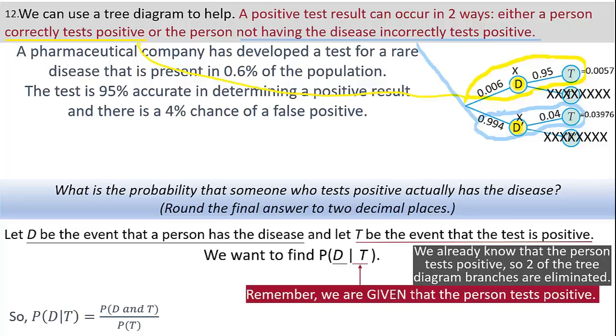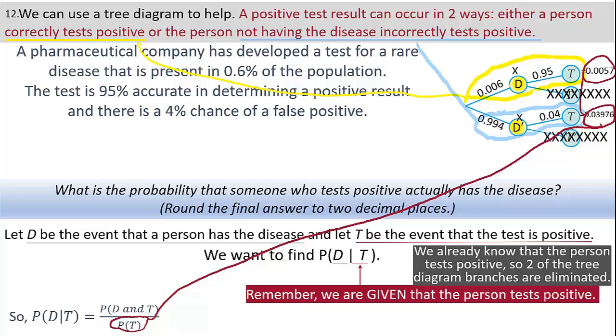Going back to your definition of conditional probability, the probability that you have the disease given that you test positive is the probability you have the disease and you test positive divided by the probability you test positive. Well, using that tree diagram, we can calculate all those things. The probability you test positive is just going to be the sum of those probabilities you've already calculated, because the first branch is part of the probability that you tested positive.